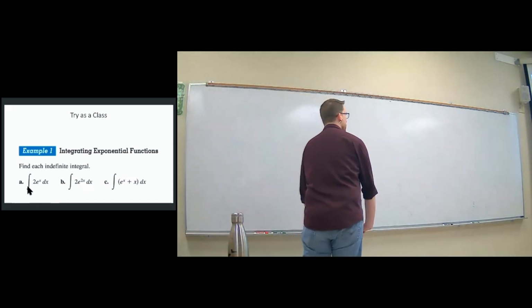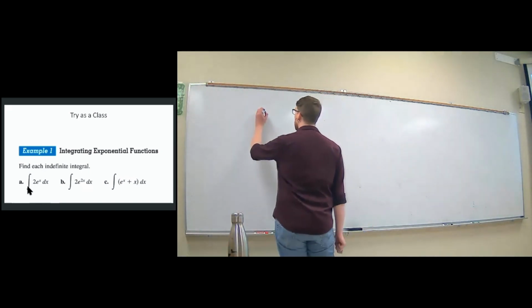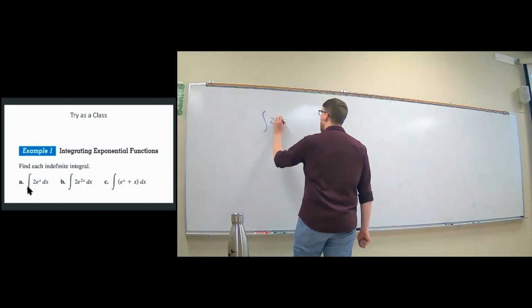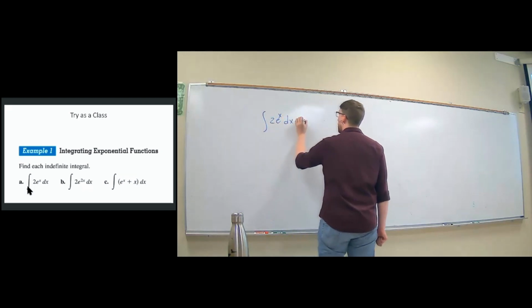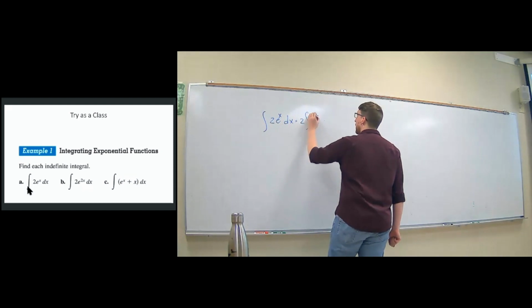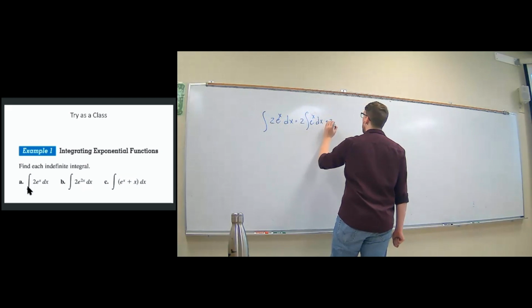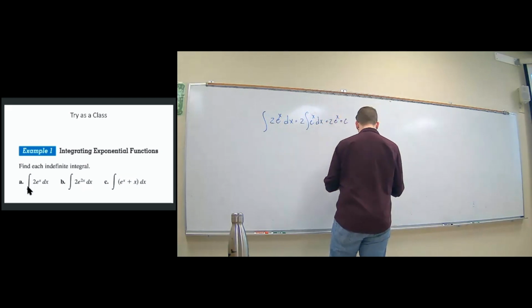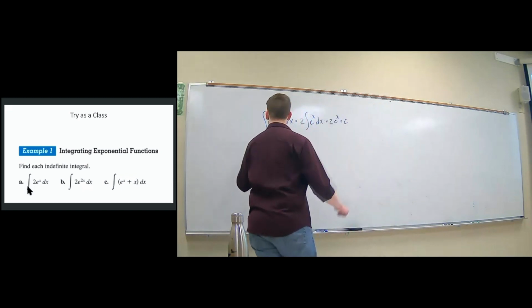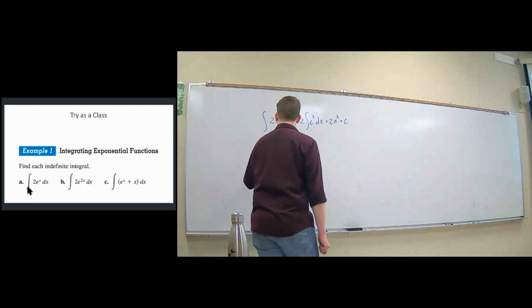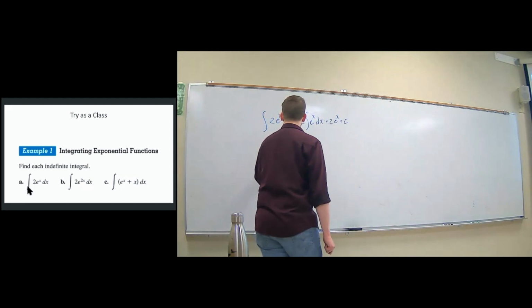So in the first case, 2 e to the x dx, that's equal to 2 times the integral e to the x dx, which is just equal to 2 times e to the x plus a constant. In the second case, you've got 2 times e to the 2x dx.